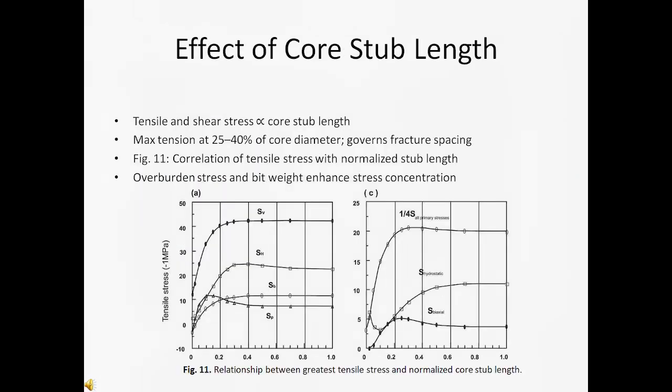The fracture intensity and distribution depend heavily on the core stub length. Shorter stubs experience concentrated tensile and shear stresses. As shown in Figure 11, the maximum tensile stress is achieved when the stub length is approximately 25 to 40% of the core diameter. Understanding this relationship helps design better core acquisition strategies and assess the extent of induced damage. Core length is thus a key factor in interpreting true in situ fracture behavior.